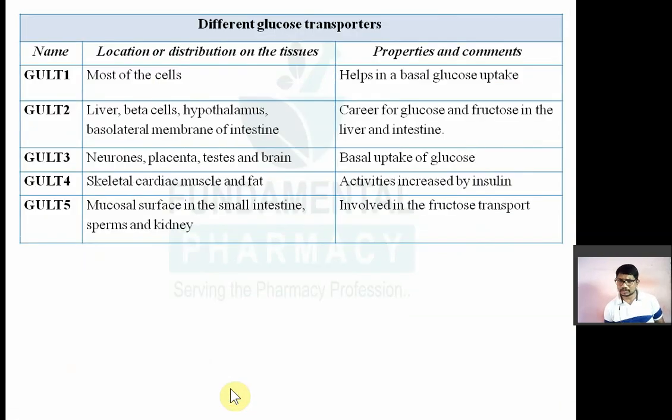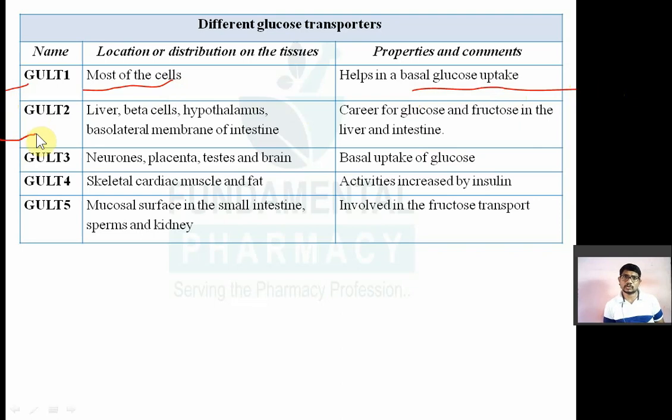Now, what are the different glucose transporters? These transporters take glucose inside the cell. First, GLUT1, glucose transporter 1. It is found in most of the cells. What is its function? This transporter helps in basal glucose uptake, meaning cellular entry of glucose.